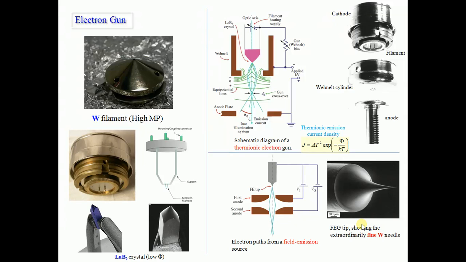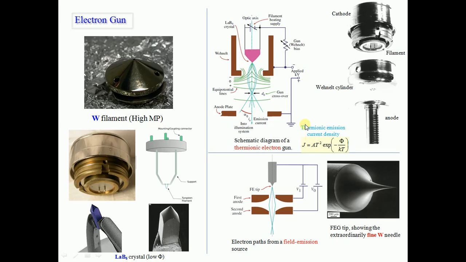The electron gun is the heart of this technology. The electron guns can be thermionic emission type, or they can be field emission type. If they are thermionic emission type, then they follow the Richardson-Dushman equation, where the thermionic emission current density is given by J is equal to A T square e to the power of minus phi by kT. T is the temperature and phi is the work function of the material. Generally, tungsten is used for thermionic emission. LaB6 also is used.